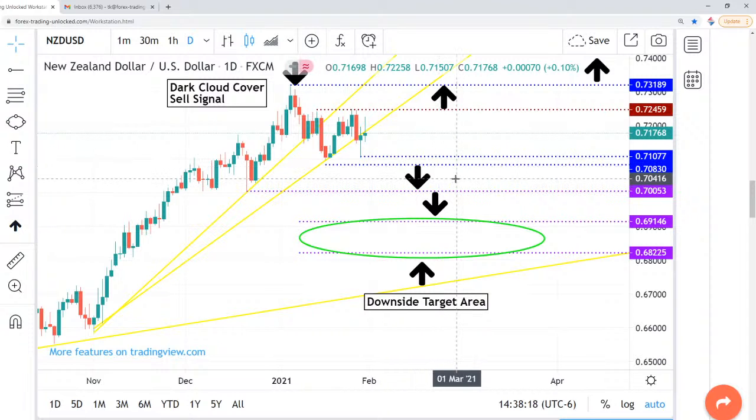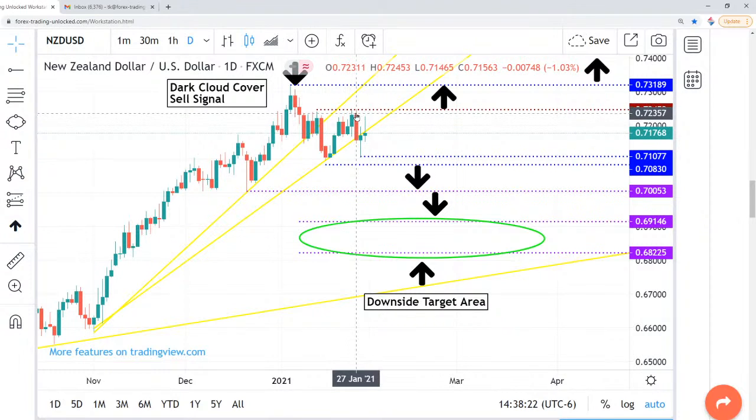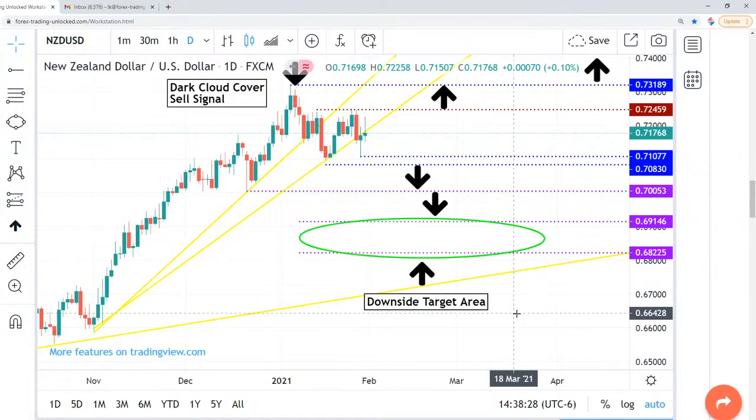Because remember, should we break down to these areas, and if we don't take out this high, that means we'll have made a higher move low, a lower move high, and a lower move low, which definitely confirms a short-term bearish trend leaning on support, looking for us to continue momentum over the next couple of weeks and get down to this downside target area.